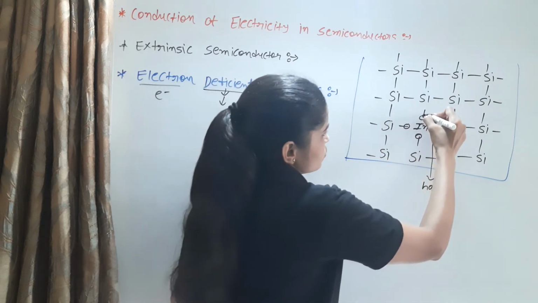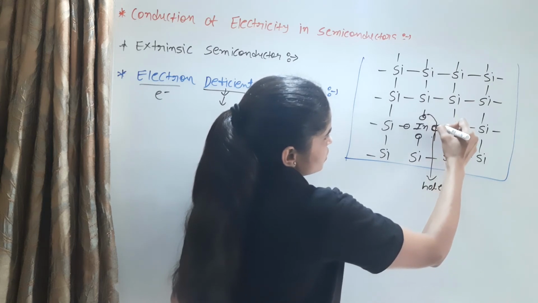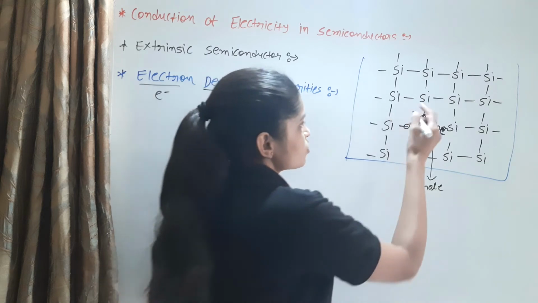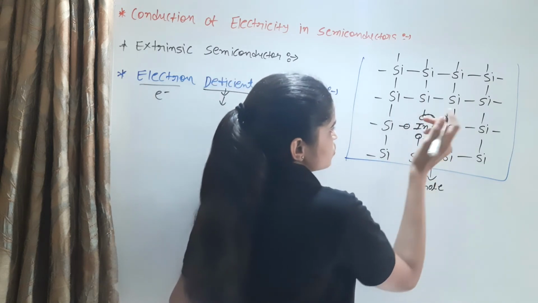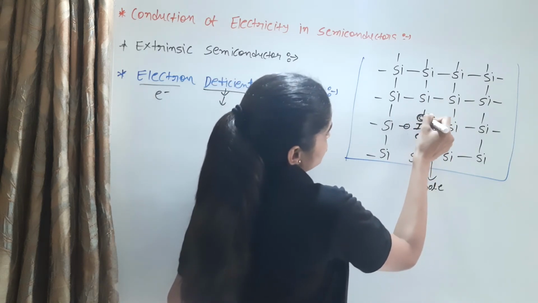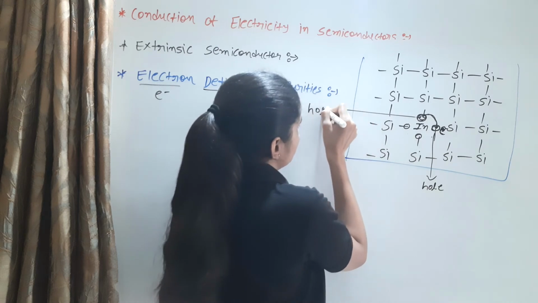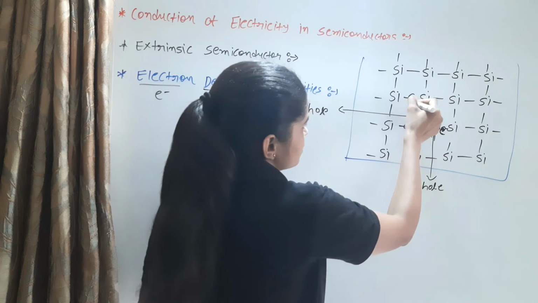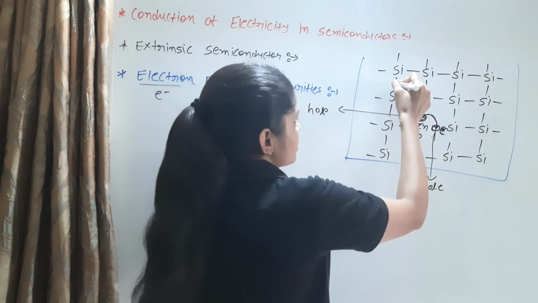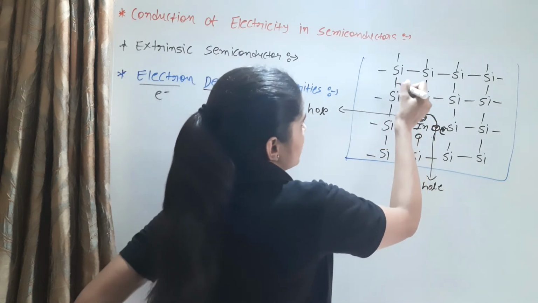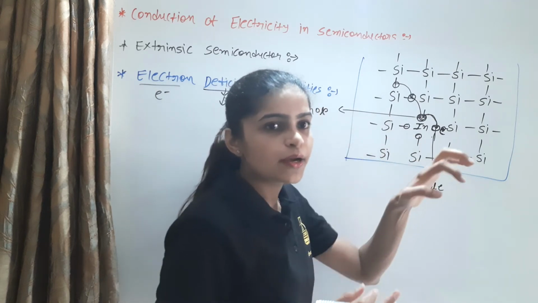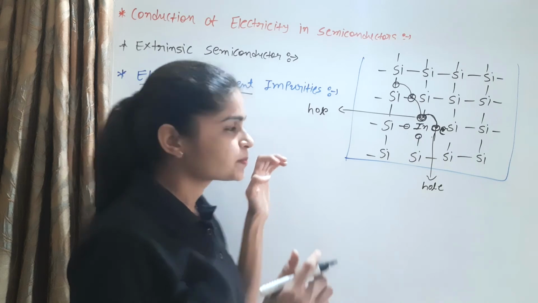So this electron comes to this hole and occupies the space. So this electron leaves its own space and produces another hole. That way this electron and this hole are produced. That way another electron comes to this hole and a hole is produced. That way the electron moves in one direction and the hole in the opposite direction.